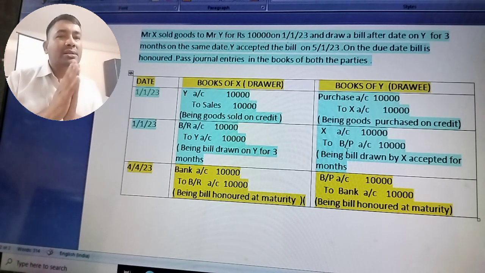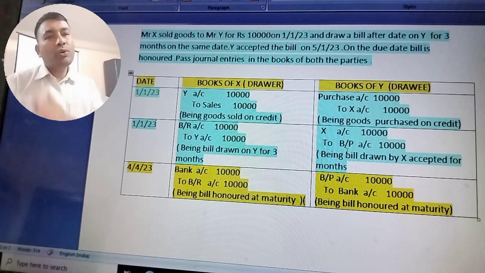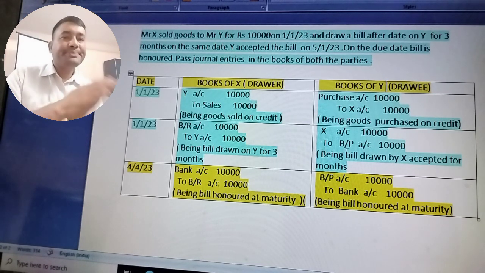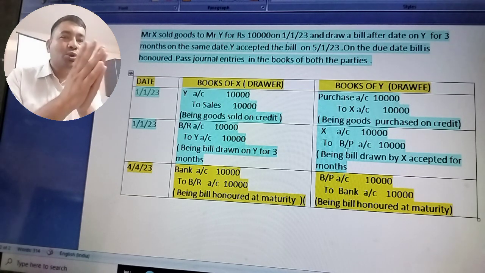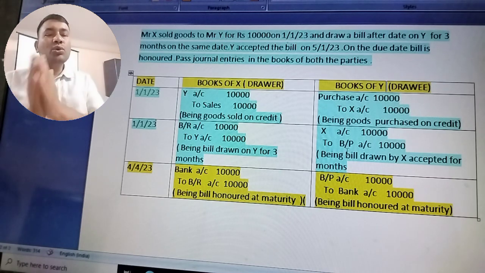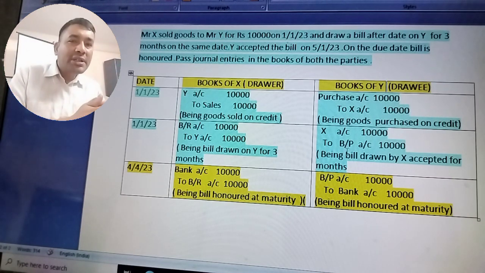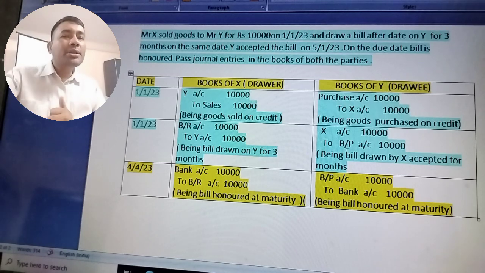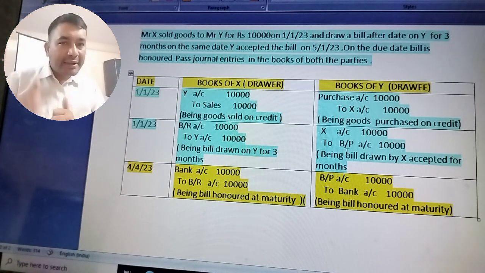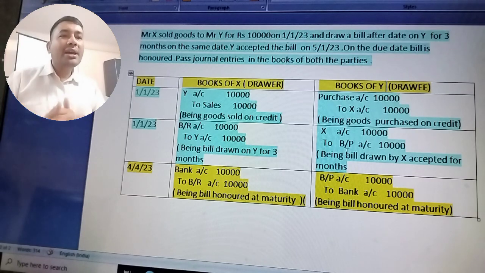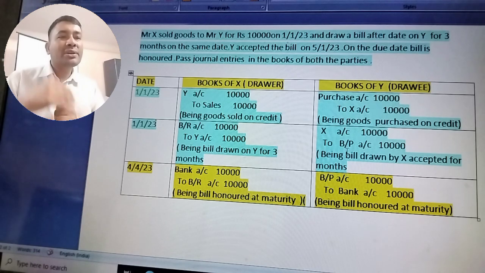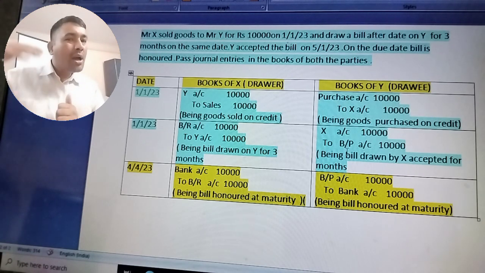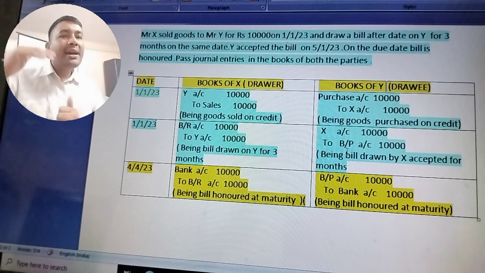Okay, now let's look in the books of Y at how Y will record these three entries. First entry: when X sold goods to Y, it means Y purchased goods from X. So for credit purchase, the entry will be purchase to creditors, or the supplier, or the seller. So purchase account debit. Who is the creditor, who is the supplier? X is the creditor. So the first entry in the books of Y will be purchase account debit to X account. X is a creditor, being goods purchased on credit.